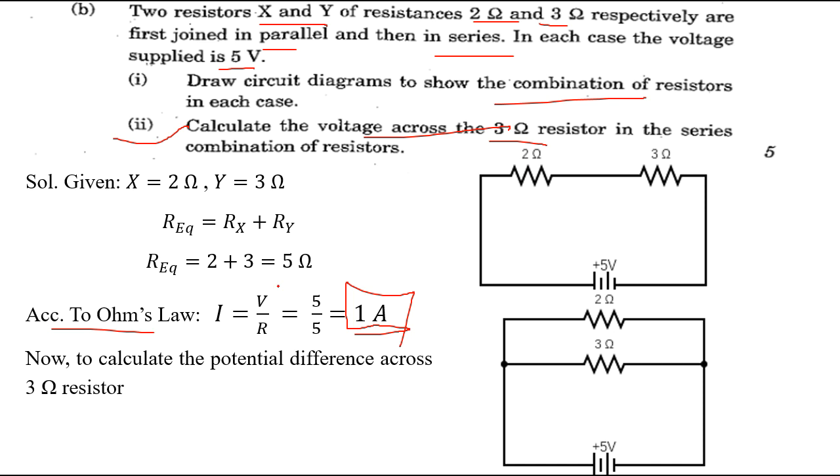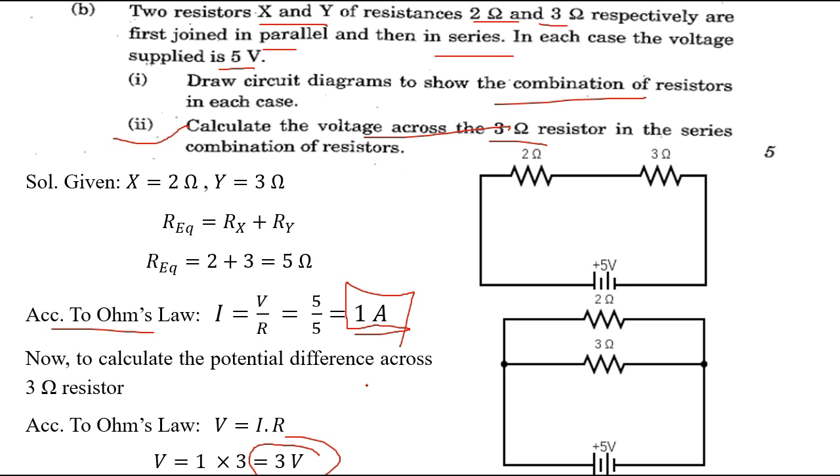So to calculate the potential difference across the 3 ohm resistor, we can write V equals I into R, and put the values of I and R. I is 1 ampere and R is 3, so it will come as 3 volts. It means the 3 ohm resistor will consume 3 volt of potential difference.